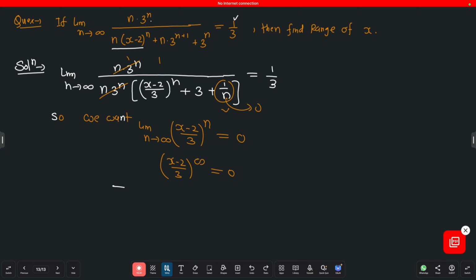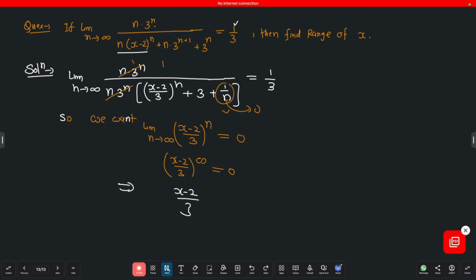So it means x minus 2 upon 3, this number should be between minus 1 to plus 1. Now we can solve and we can get range of x. Multiply with 3 on both sides, it will be minus 3 less than x minus 2 less than plus 3. Add 2 on all the sides, minus 3 plus 2 is minus 1, x, and plus 5. So x is from minus 1 to 5, and this is the range of x.